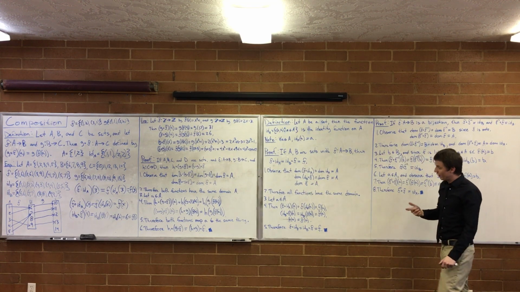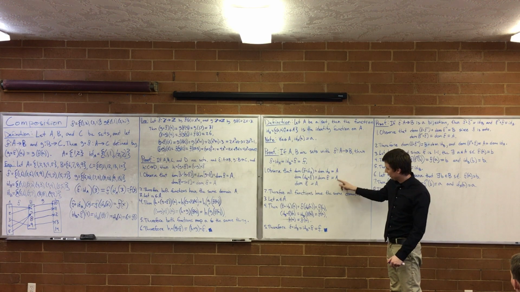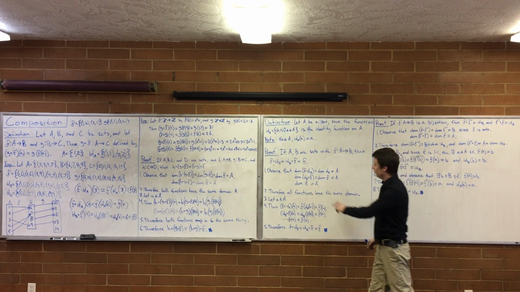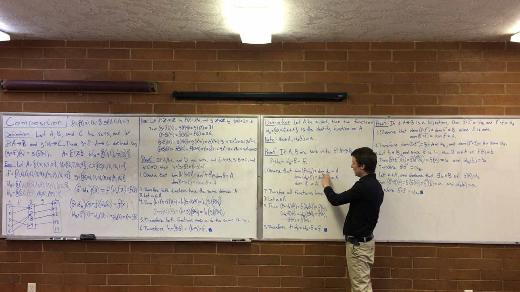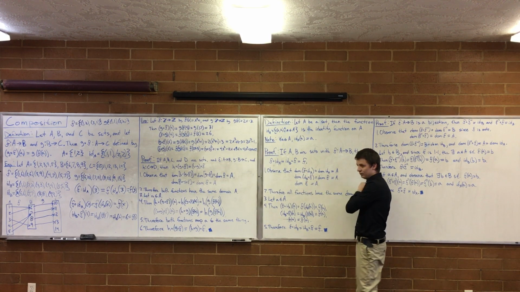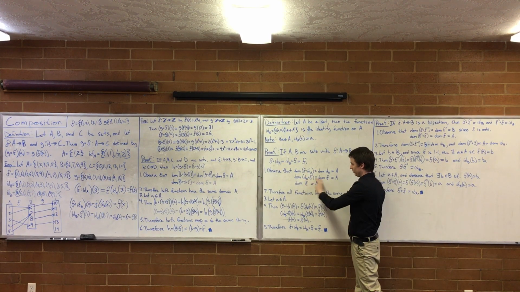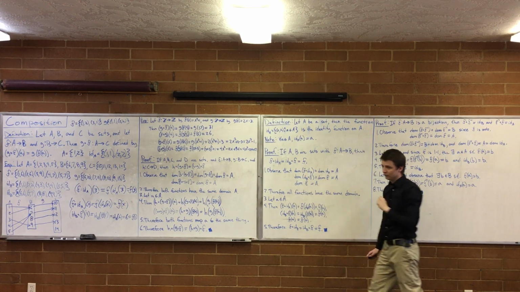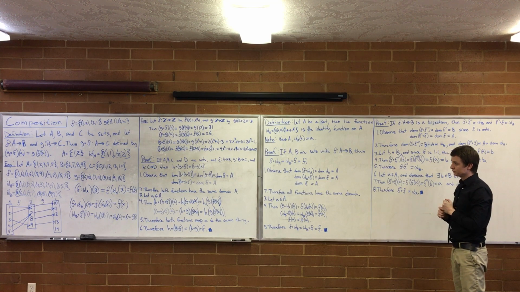First thing we need to prove is they all have the same domain, which is what we already did. All their domains are A. The domain of those two things is the domain of the right-hand thing, which is A. And the domain of f is just A. Are any of those confusing?